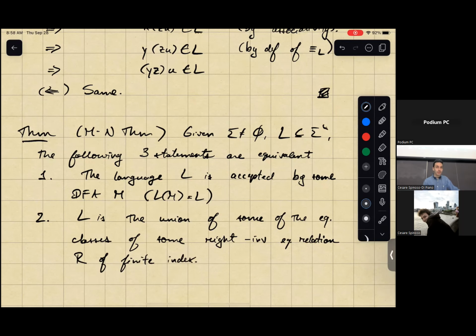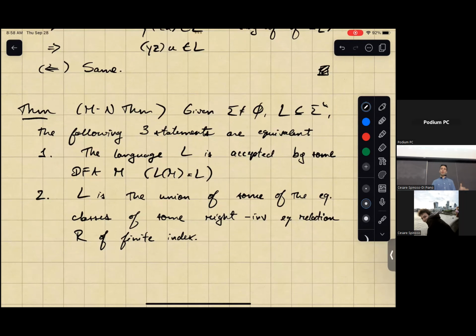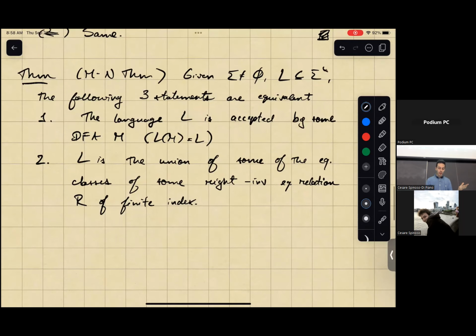So noticeably longer than the first statement. So in other words, I have 1 if and only if 2. And then the last part of the Myhill-Nerode theorem says that 2 is in an if and only if with 3. And so what's 3? 3 is that the Myhill-Nerode relation has finite index. Okay, this is what the theorem says.